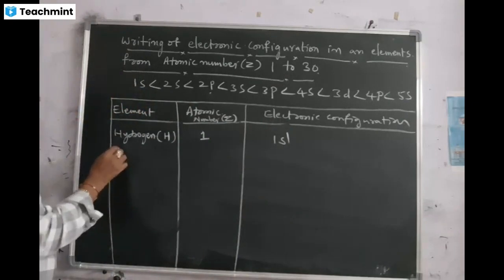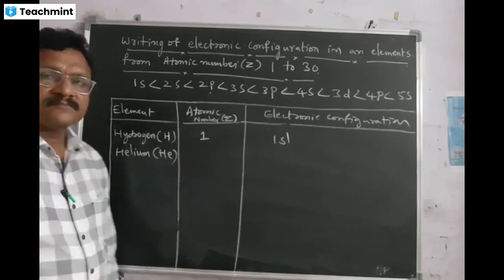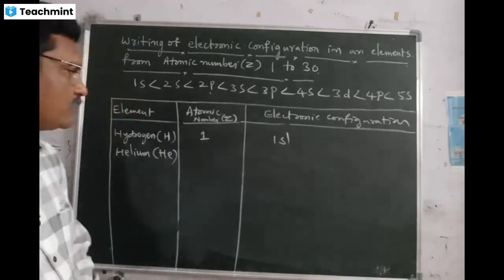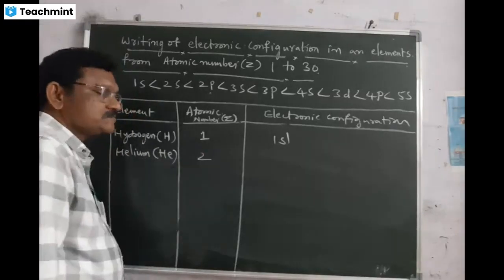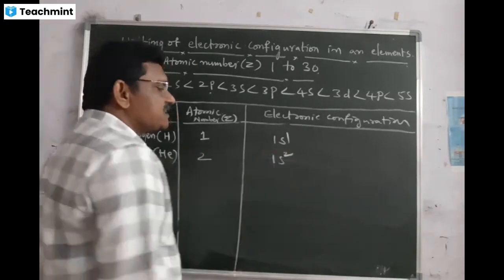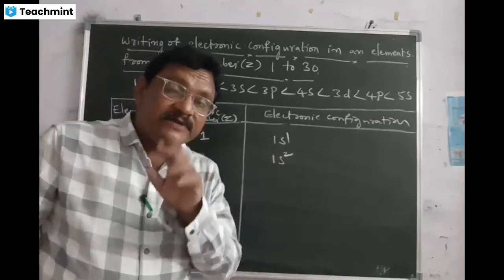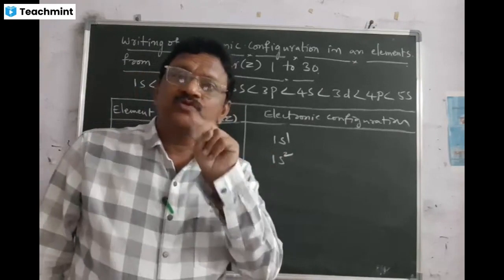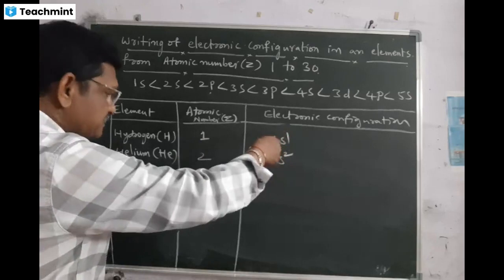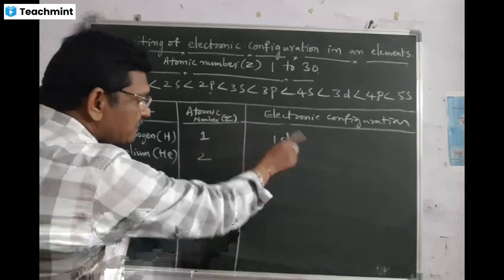Then the second one, helium. Helium's symbol is He. Atomic number is 2. The electronic configuration is 1s2. Why do you write 1s2, sir? Each orbital can accommodate how many electrons? 2 electrons. That's why the 1s orbital is completed. That means the s subshell contains one orbital that can accommodate 2 electrons. That's why its configuration should be 1s2.